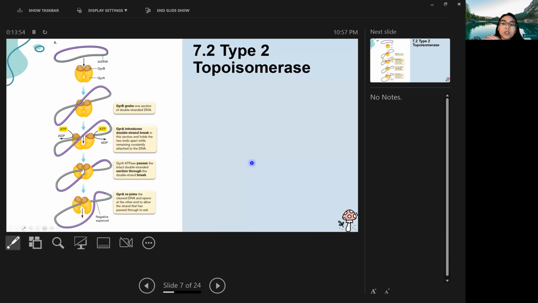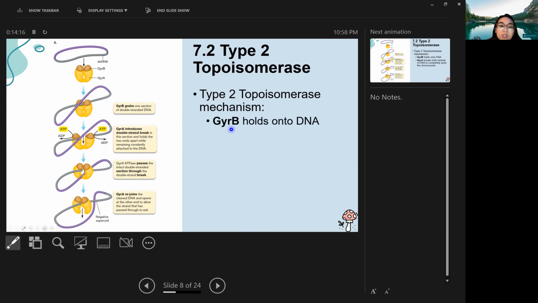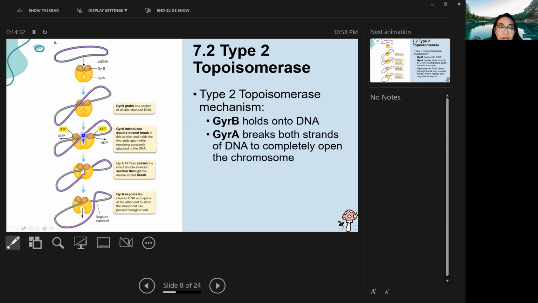Okay, then there's topoisomerase 2 or type 2 topoisomerases. And there's a different mechanism for them. And these guys are primarily used to create supercoils. So the topoisomerase number 1 was used to remove supercoils, and this one is used to create a supercoil. And so what this guy does, so this is just an example, by the way, gyrase is just an example of one type of type 2 topoisomerase. So gyrB is the first protein it's going to bind to your DNA. That's all it does. And then gyrA will come and break open one of the strands.